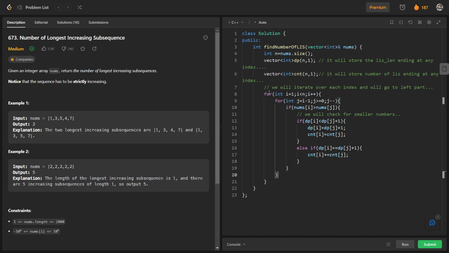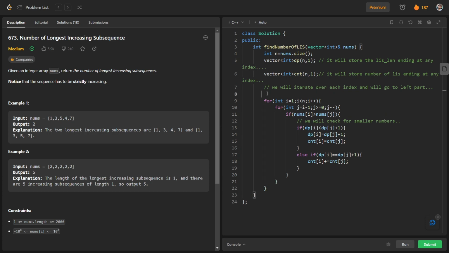For this I will write here a variable, int max LIS length, or we can say lis length. It is initially 1, and it is nothing but the length of lis. So we are going to maximize it. That's why lis length is nothing but the maximum of lis length comma dp of I.